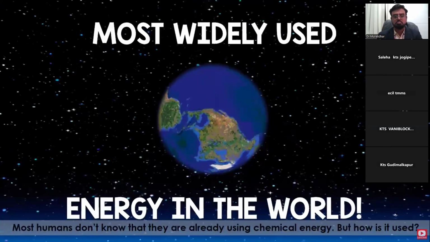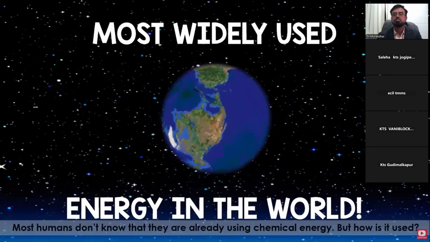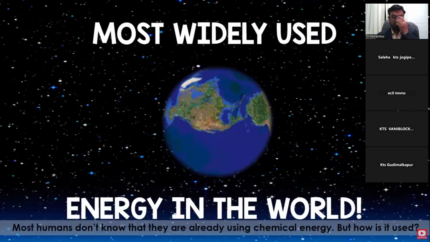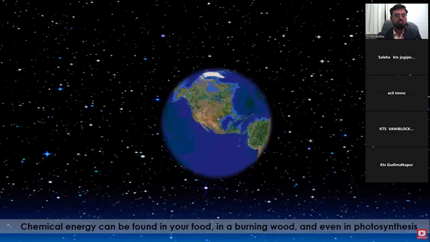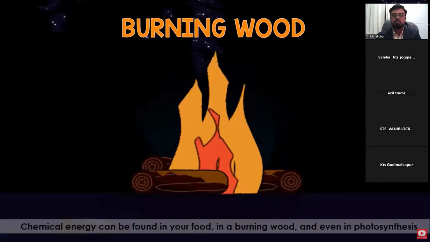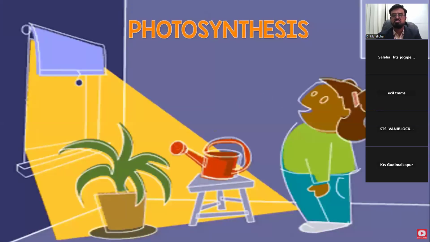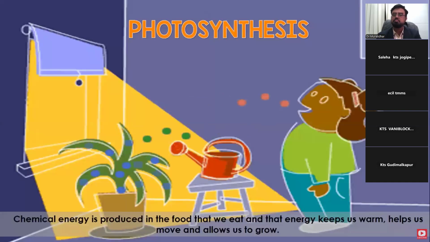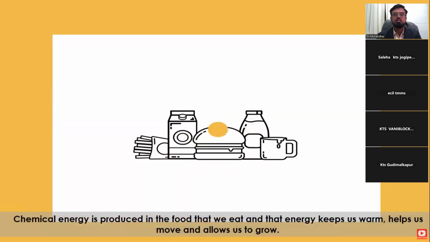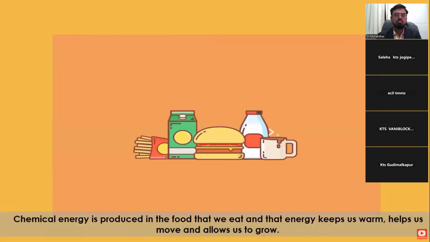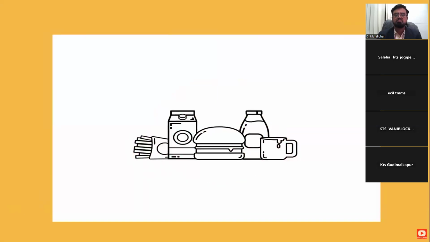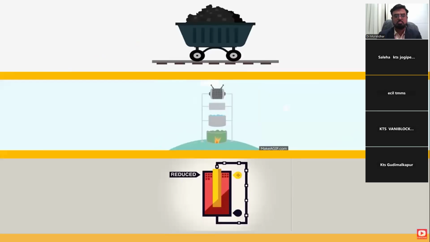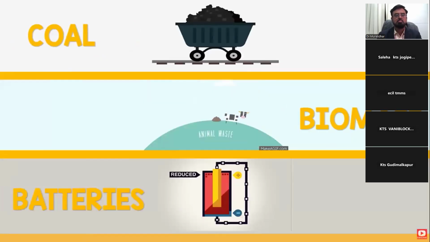Most humans don't know that they are already using chemical energy. But how is it used? Chemical energy can be found in your food, in burning wood, and even in photosynthesis. Chemical energy is produced in the food that we eat, and that energy keeps us warm, helps us move, and allows us to grow. Stored chemical energy can also be found in coal, biomass, and chemical batteries.